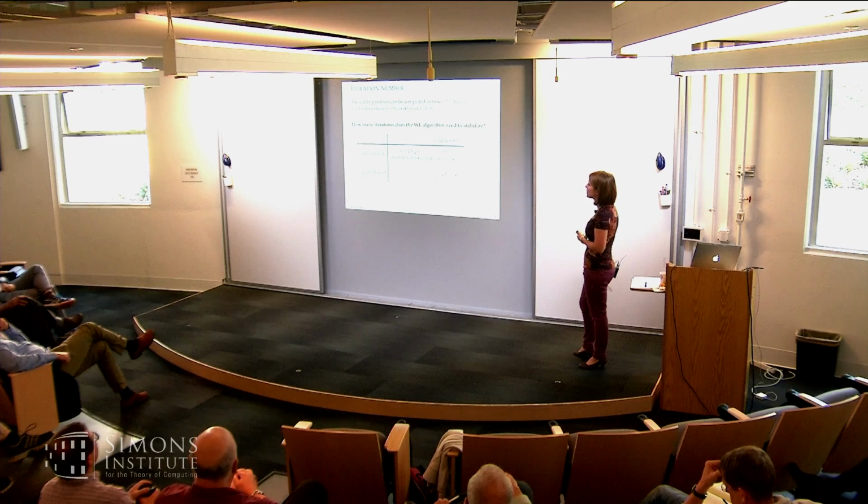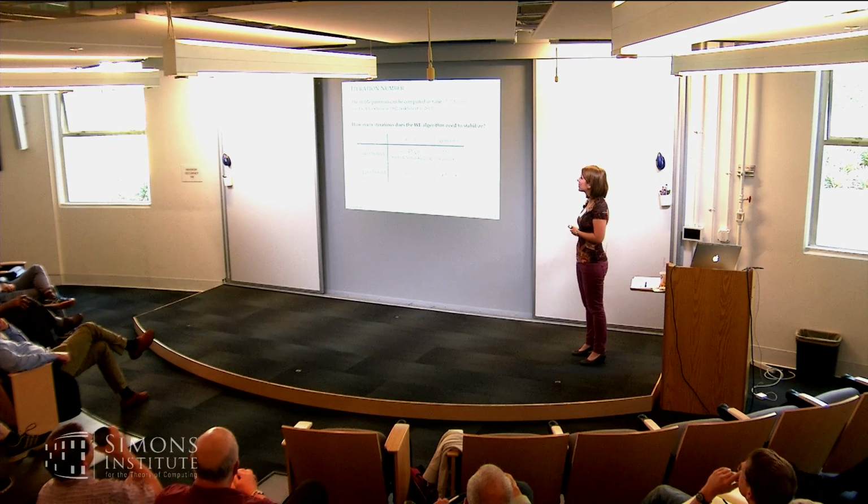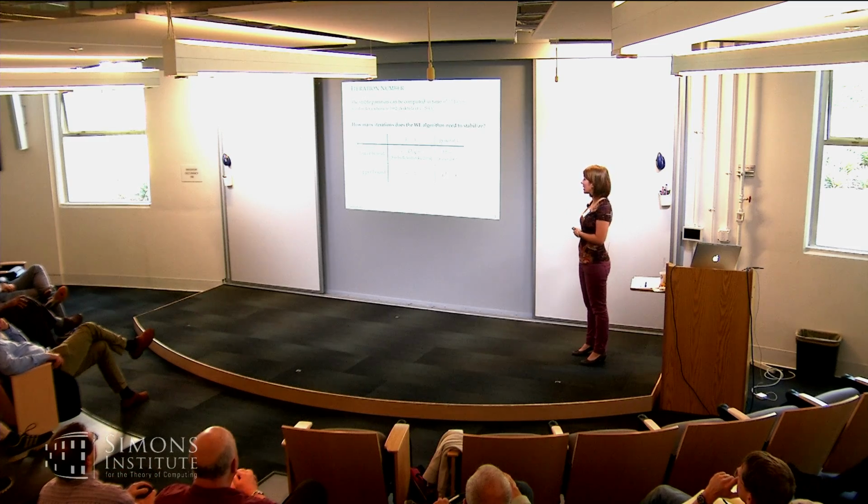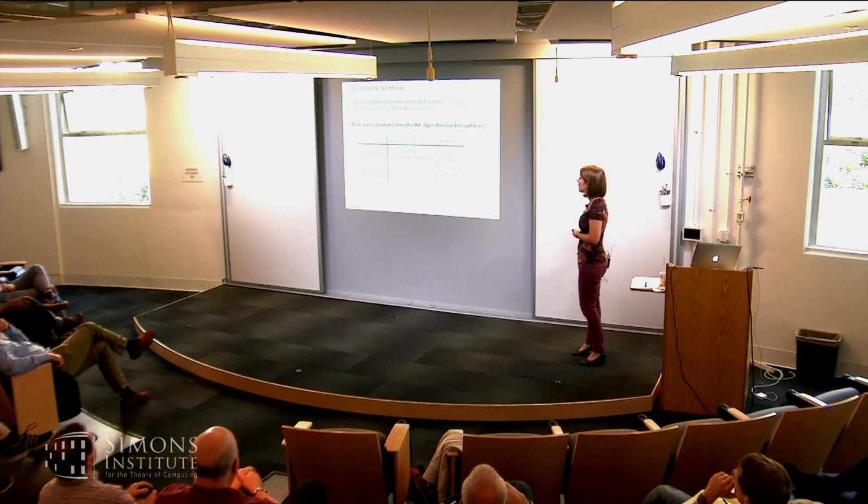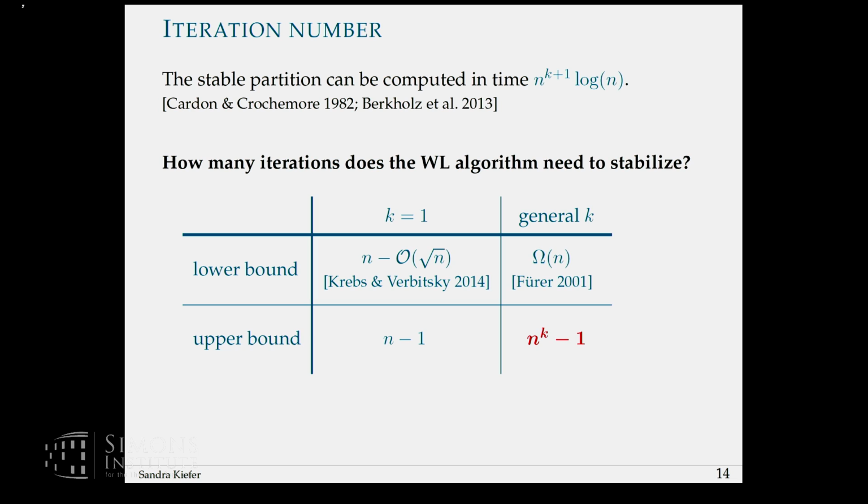Okay. So what's known about the complexity is that the stable partition of this algorithm, the k-dimensional variant, can be computed in time n to the k plus 1 log n, where n is the size of the graph, the number of vertices. But as I said, if you want to parallelize the algorithm or want to obtain bounds on the quantifier depth of the corresponding formulas, you actually need to look at the iteration number. And here's a table that summarizes the known results. So some of them were already presented by Christoph yesterday. I'm just going to recall them.